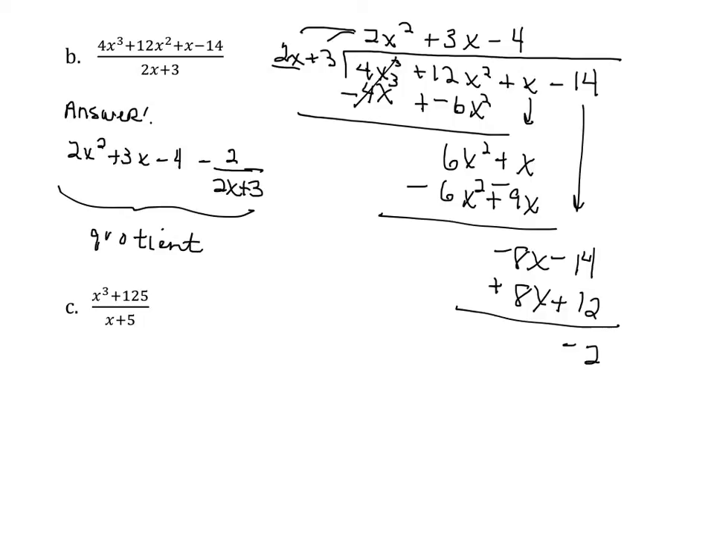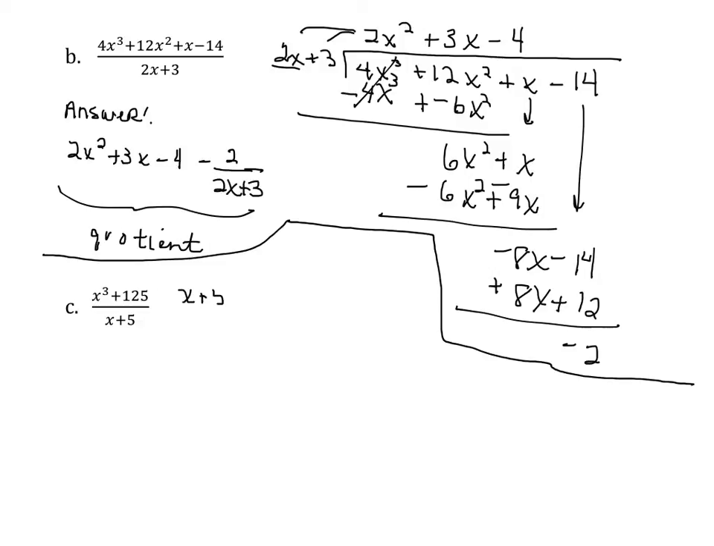Now let's do letter C. Here we go. So the divisor, I'm just going to section this off. The divisor is x plus 5. The dividend is x cubed. Now I'm going to write this in descending degree order, not skipping a term: 0x squared, 0x plus 125. Perfect. Now I say to myself, x goes into x cubed, x squared times.